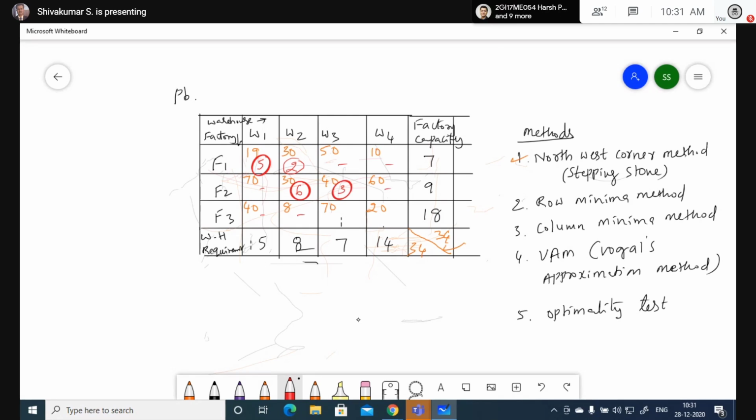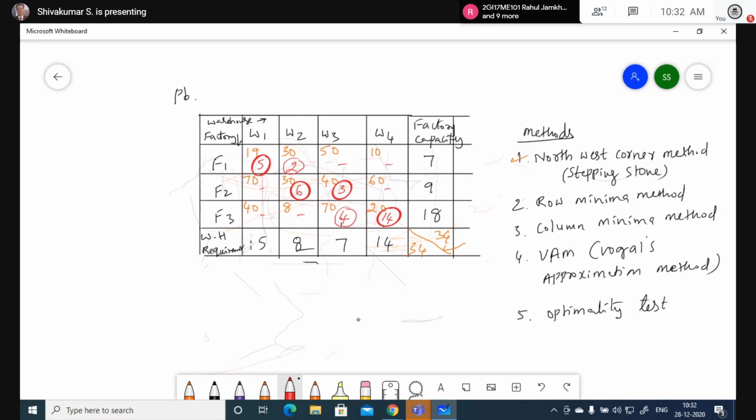Next, come down here. You have 7, and already 3 has been filled, so now we can allocate 4. So 4 plus 3 is 7. Next, how much is remaining? 14 is there, and in this cell you add 14 here, so this also got over, and this also got over. So at the end: F1 is 5 plus 2, 7; F2 is 6 plus 3, 9; F3 is 4 plus 14, 18. Similarly, W4 is 14, W3 is 4 plus 3, 7, W2 is 6 plus 2, 8, and W1 is 5. So these are what is called the allocation.